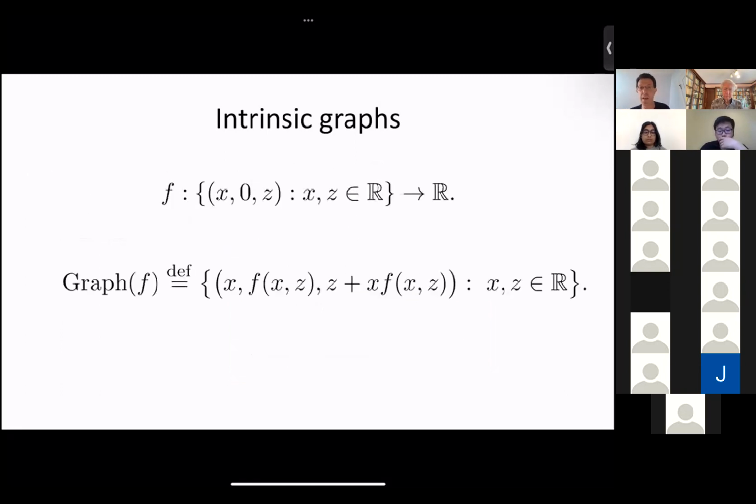If you want to be concrete, f is defined on the plane x0z, and its graph using the matrix multiplication is all the points of the form x, f of xz, z plus x times f of xz. That's the intrinsic graph of a function in the Heisenberg group. So I'm changing the definition of what an intrinsic graph is. But it's natural. The same thing with addition would be the usual notion of a graph that we're used to in our familiar Euclidean world. This is very important. Tell me if I confuse anybody by using this analogy of the wall in Arthur's room.